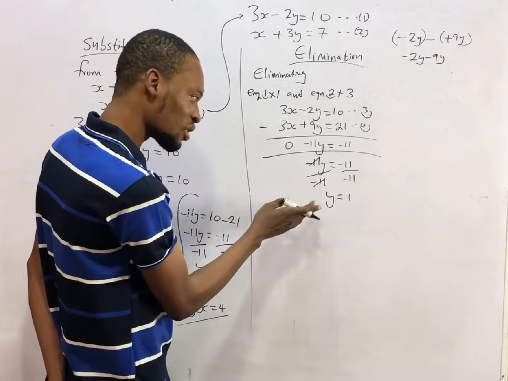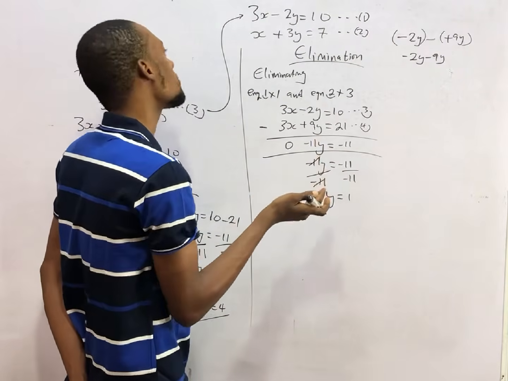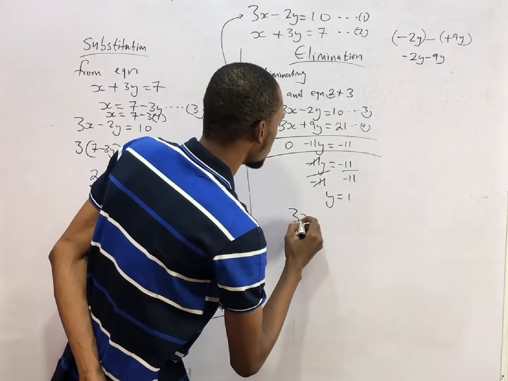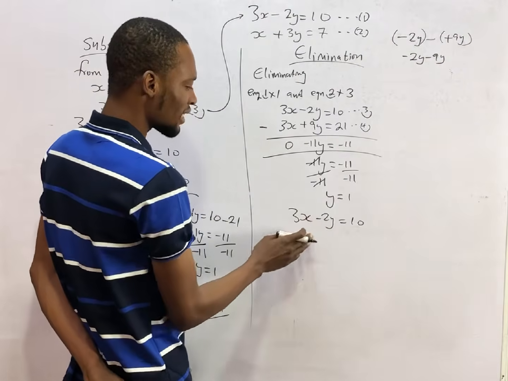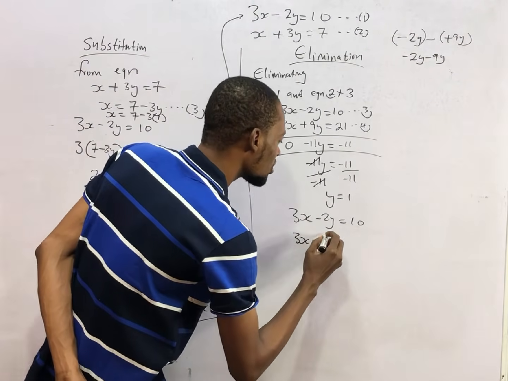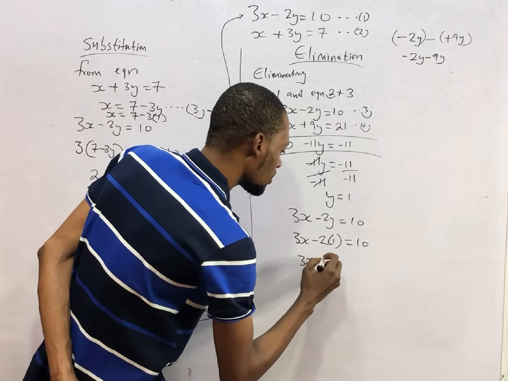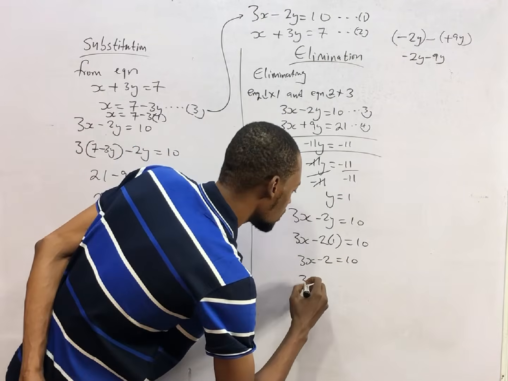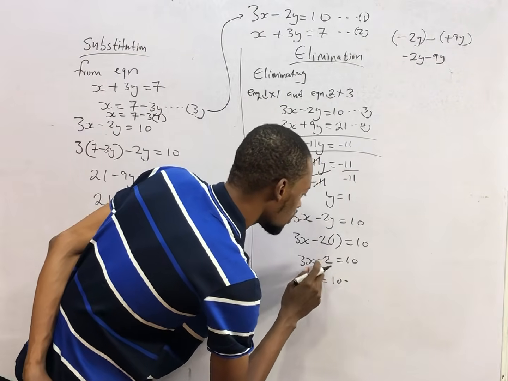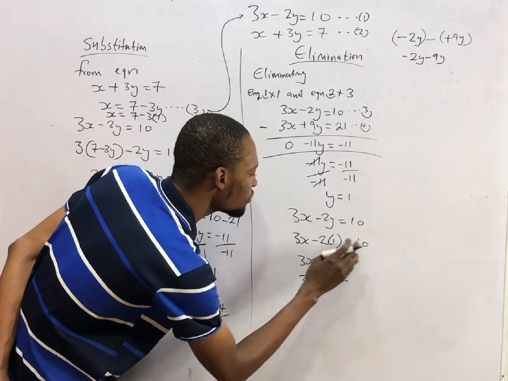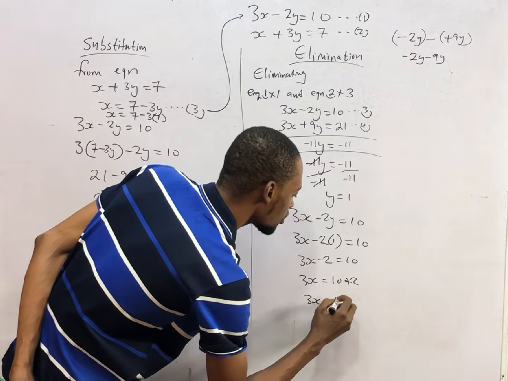Now that you have the value of y as 1, in any of the equations, put y as 1. So let's use equation 1. Equation 1 is 3s minus 2y is equals 10. If you decide to put y as 1, this will be 3s minus 2 times 1 instead of y is equals 10. 3s minus 2 is equals 10. 3s is equals 10 minus, okay, this is plus 2 here. As minus 2 moves to the other side, it becomes plus 2. So 3s is equals 12.